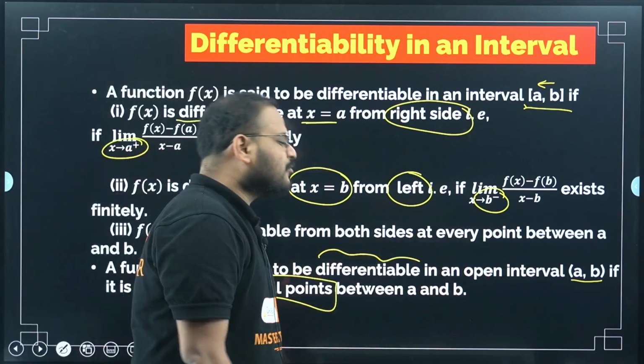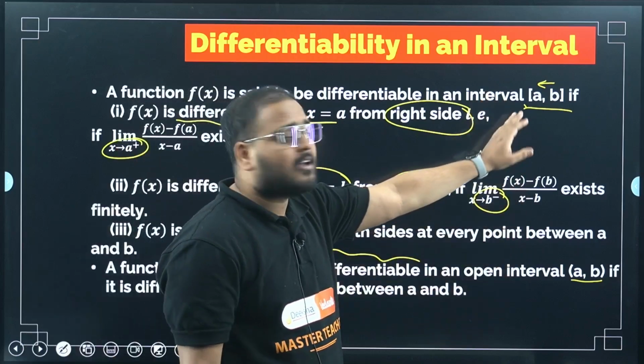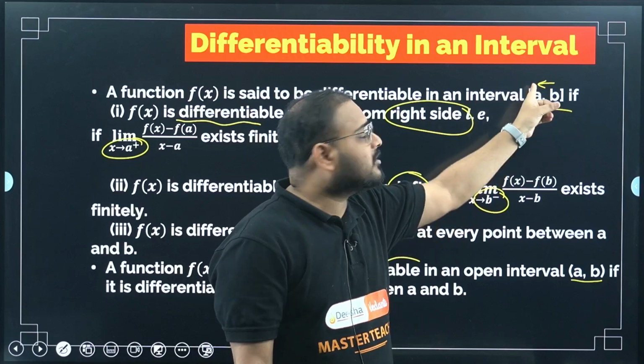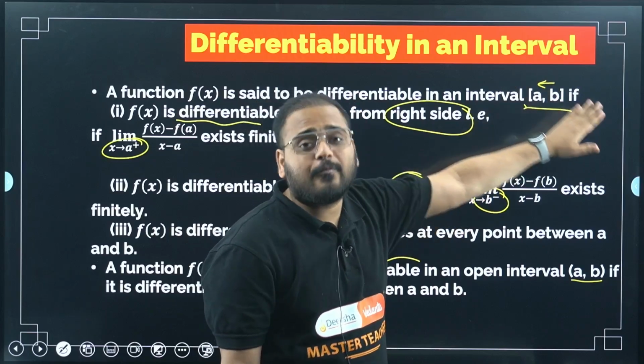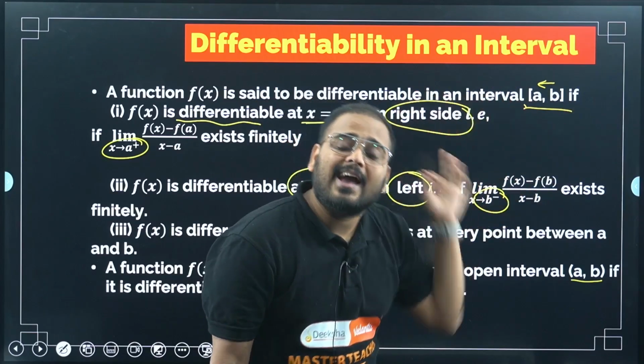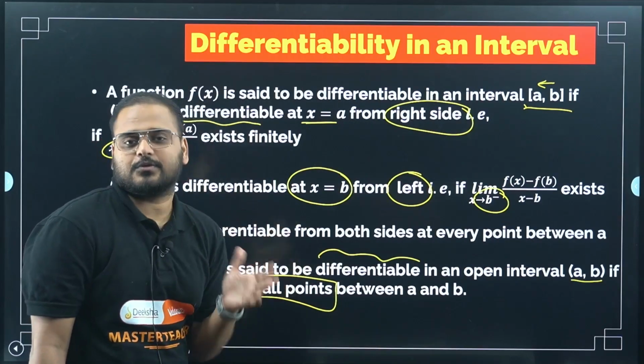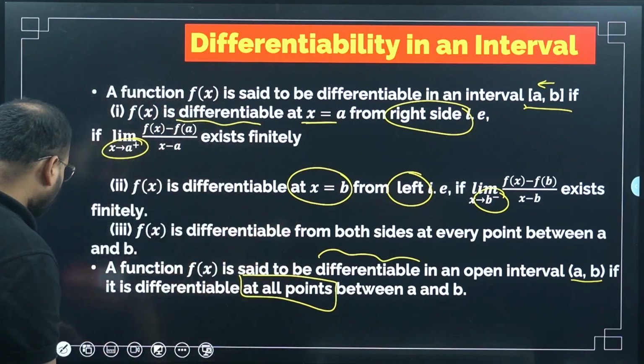Okay, so a comma b is simple to understand, but for this part hope you understand this, because left of a nothing is there, that's why we only check the RHD at a, and at the right of b nothing is there, so we check only LHD at b. Okay, same concept was used in continuity also. So I can move on from here.